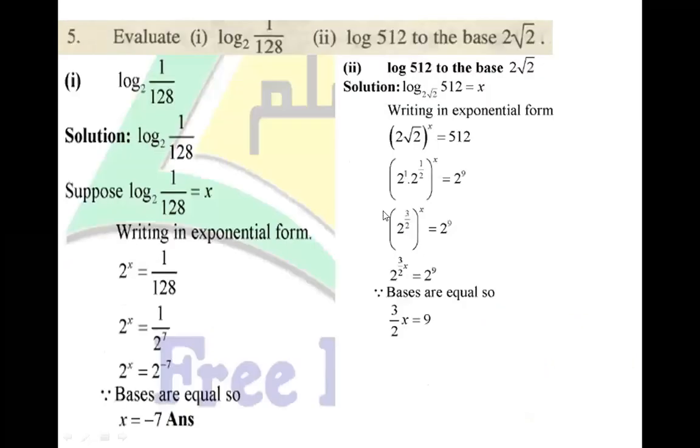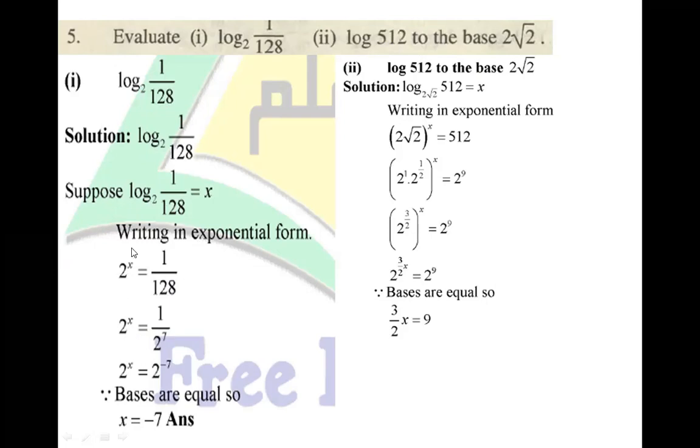Now look at the second one. Evaluate log of 1 over 128 to the base 2 and log of 512 to the base 2 under root 2. Look here, log of 1 over 128 to the base 2. Suppose that this is equals to x. Now we will write it in the exponential form: 2 raised to power x is equals to 1 over 128. Now this 128 will be written as 2 raised to power 7.